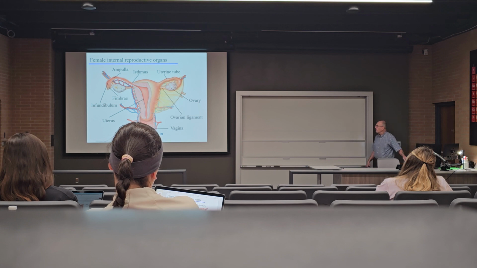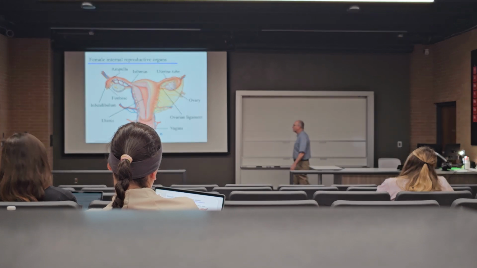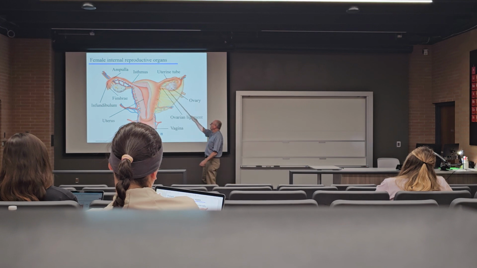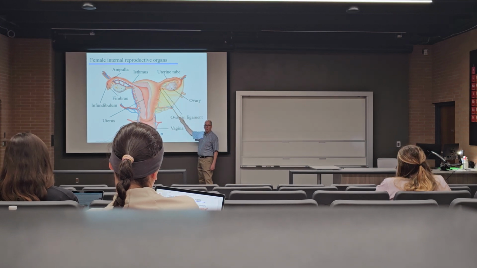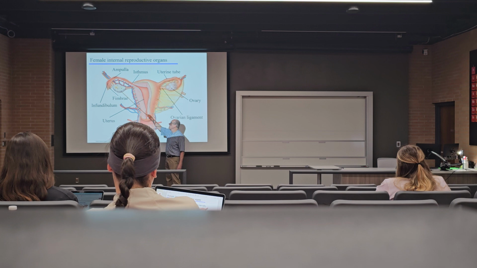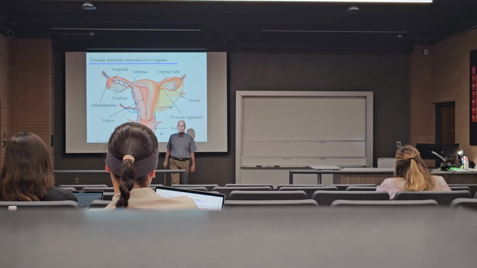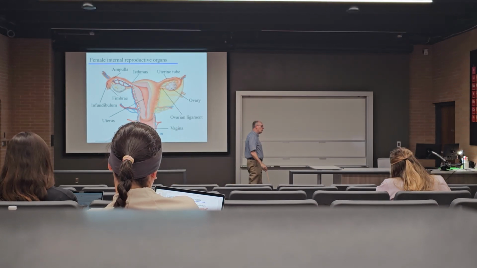Helping to hold that ovary in place, we have a ligament here. This is the ovarian ligament, and the ovarian ligament attaches the ovary onto the uterus. It holds the ovary against the uterus. That is the ovarian ligament.